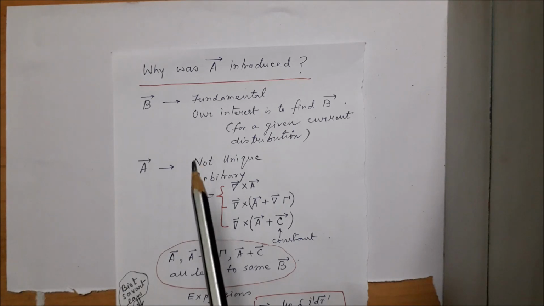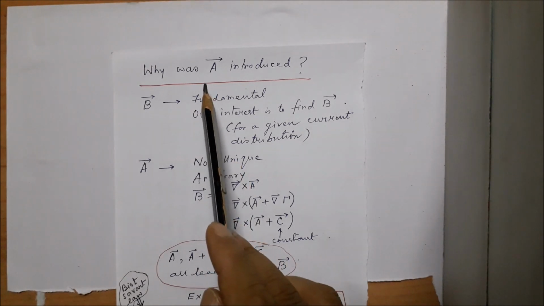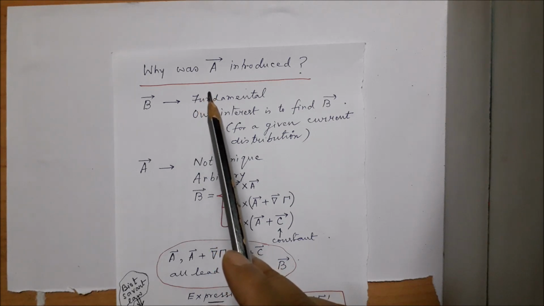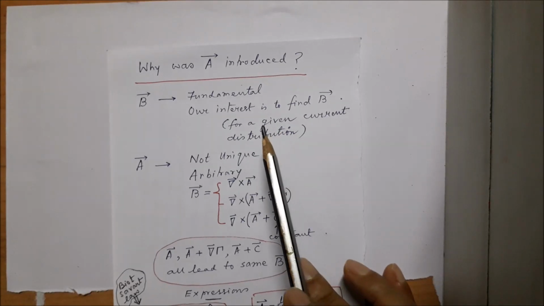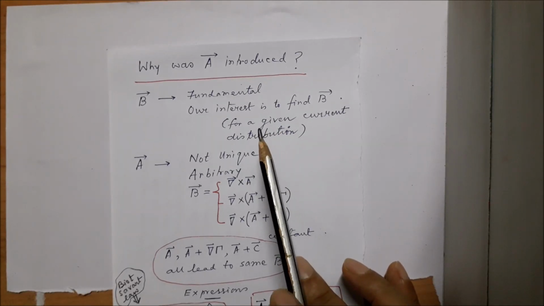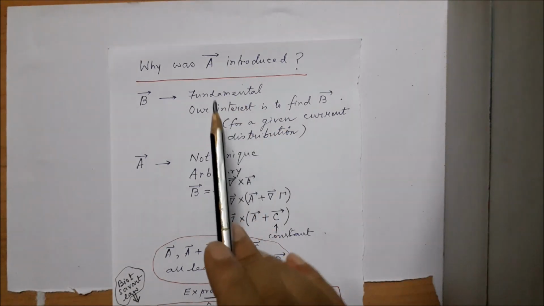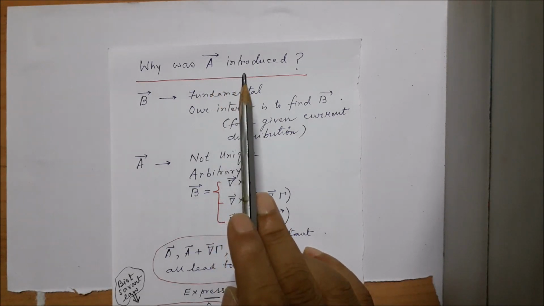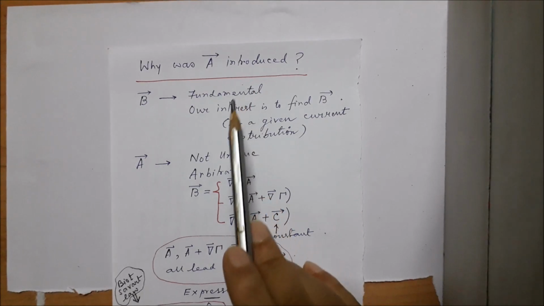Now we address the question we raised regarding utility or significance of vector A, the magnetic vector potential. We said that our ultimate or only goal is to get vector B, the magnetic induction, to know about magnetic induction for a given current distribution. The magnetic vector potential, which is not unique, which is arbitrary, is not fundamental. But why define vector A then?